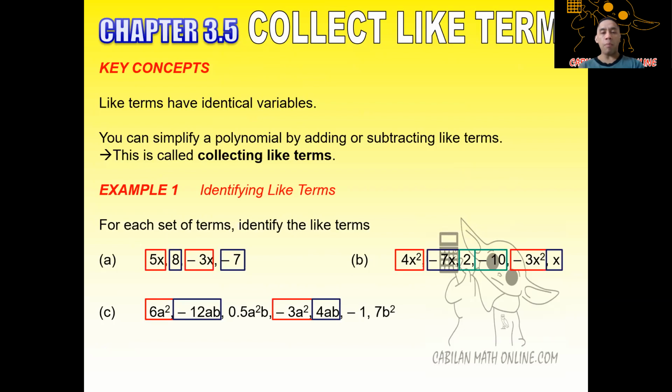So you're probably wondering, well, how about the remaining three terms? Well, all three terms, specifically the 0.5a squared b, the negative 1, and the 7b squared, would all be considered unlike terms. All right, so now that we've learned how to identify like terms, let's see how we can use the operations when we collect them. And this is what collecting like terms is. Well, what do we do once we've identified what the like terms are?